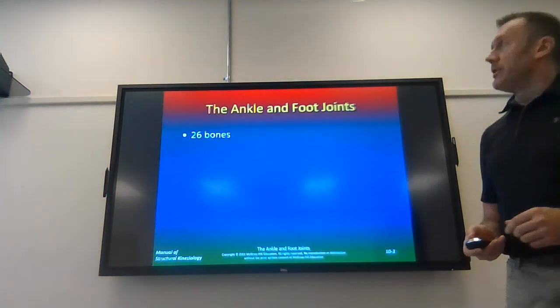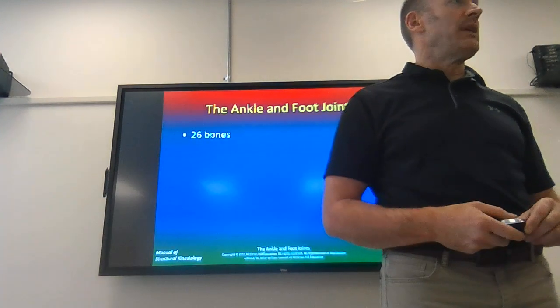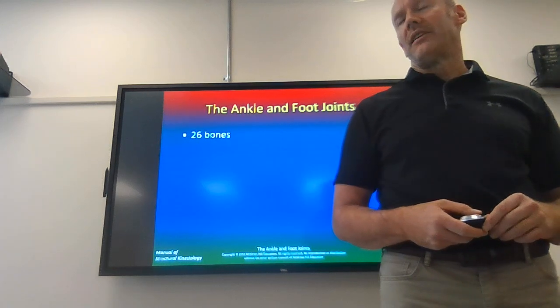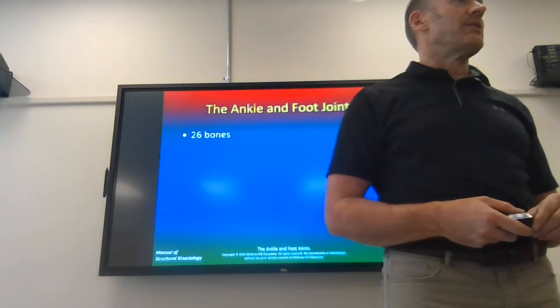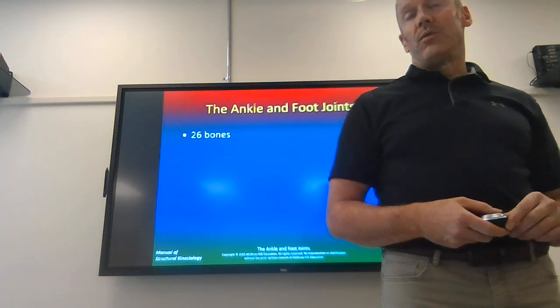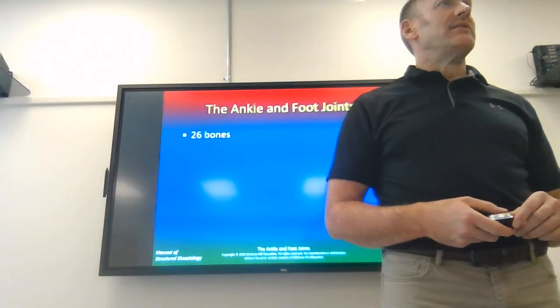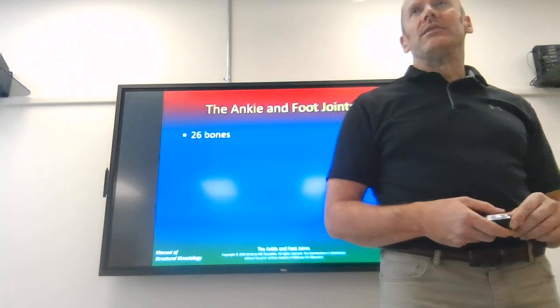So the ankle and foot, there are 26 bones, so one less than what we had with each hand. So if you count the bones in the hands and feet, you're up to 106 bones right there. So we have 126 in the appendicular and then 80 in the axial. So far more bones in the appendicular due to the hands and feet.